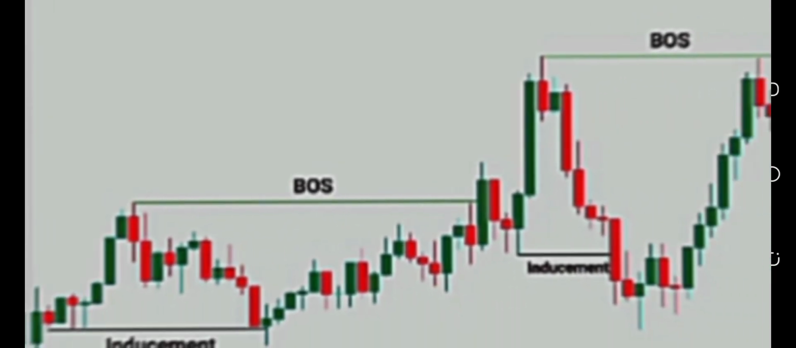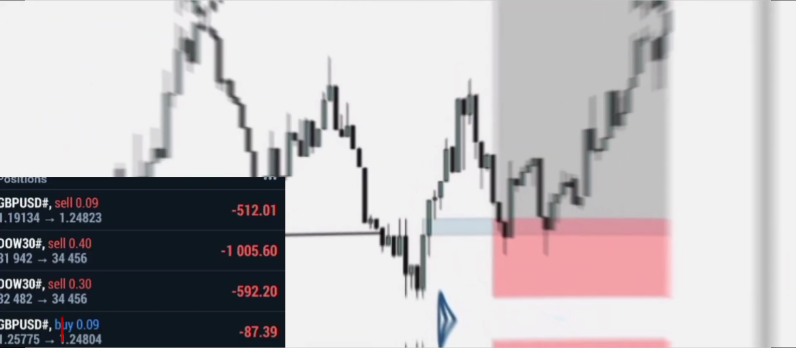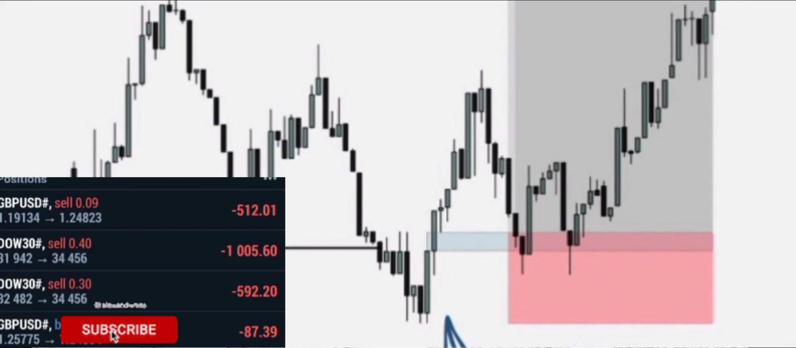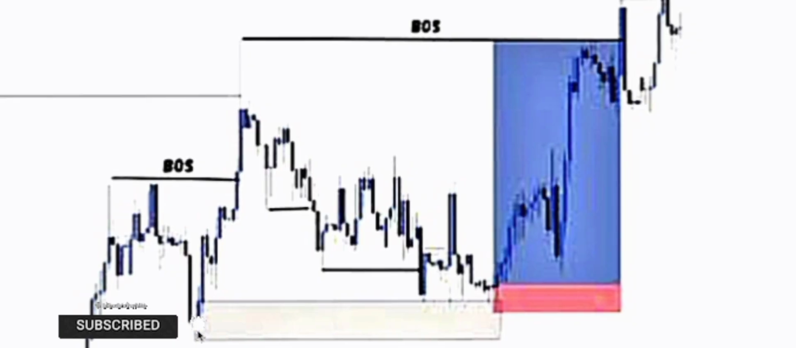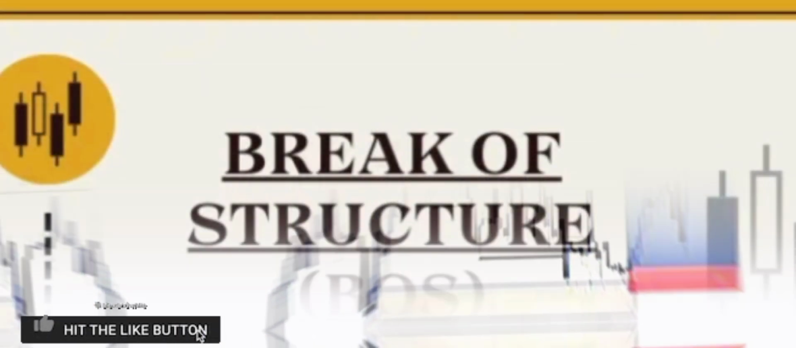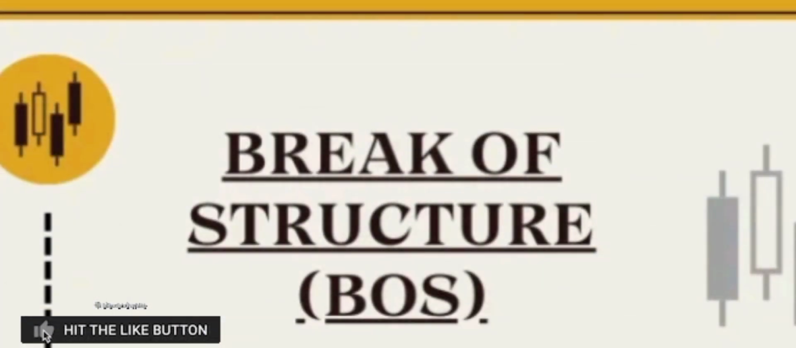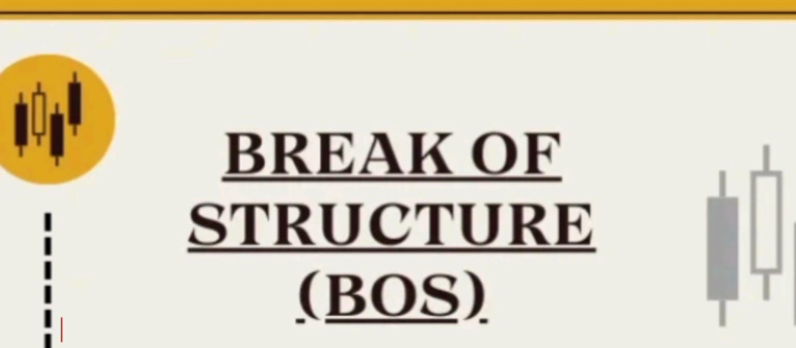Most traders think they know break of structure, but they keep losing because they don't understand what makes a break of structure valid. I will teach you the real break of structure, how to spot it, and how to avoid fake ones. Now, what is break of structure? Let's know what a break of structure really means.